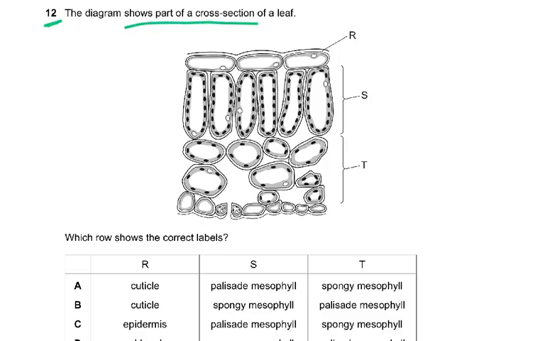Question number 12. The diagram shows part of a cross section of a leaf. Which row shows the correct labels? Well, what are the labels? You have to understand what R is. R is the cuticle. S is the palisade mesophyll. T is the spongy mesophyll. So the answer is A.